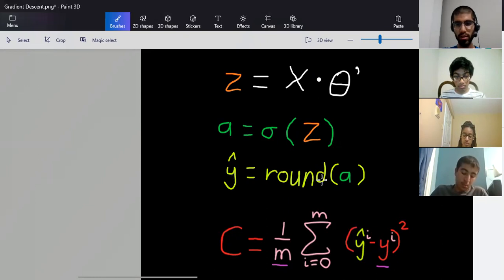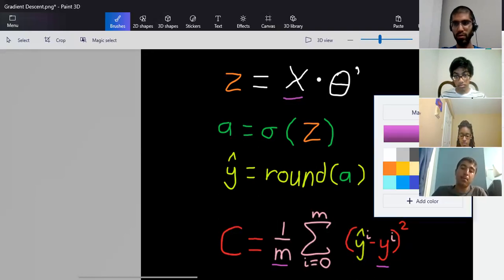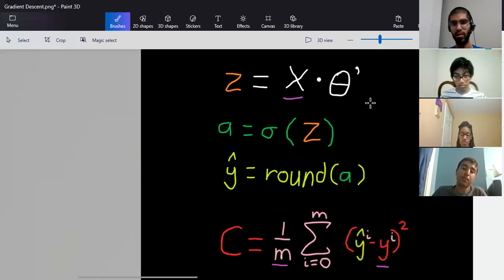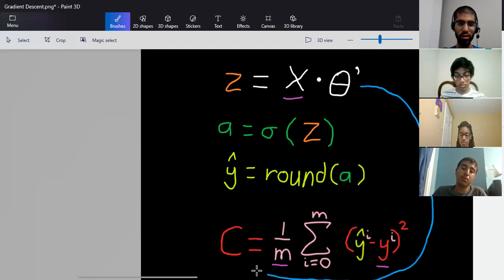Well, y hat depends on A, A depends on Z, and Z depends on X and theta. Well, X is also locked. X is the input. You can't change the input. It's whatever you get. So the only thing that can change is theta, and that will affect the cost. So whatever changes we make to our parameters, they directly influence what the cost is.